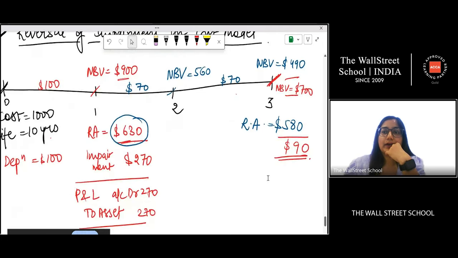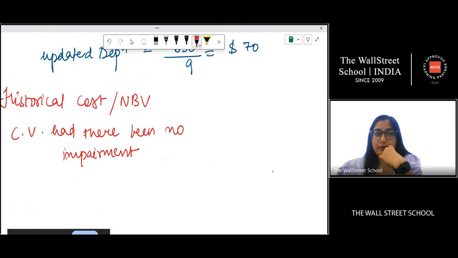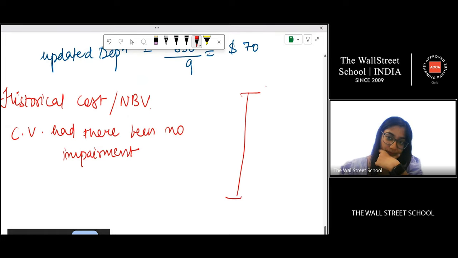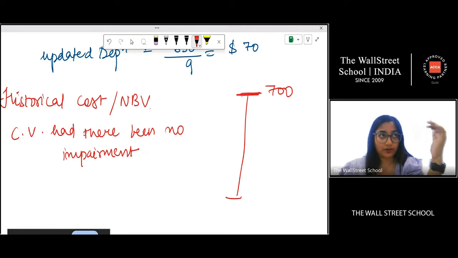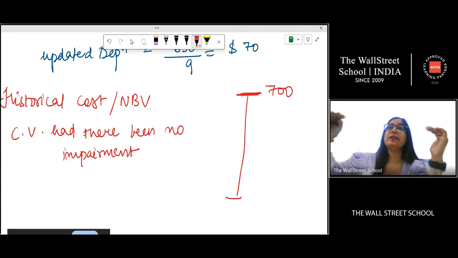Right. Now, what do we have in here? Historical cost or the NBV is how much? 700. Up till this extent, we can actually reverse the impairment. If there is any impairment beyond that, we cannot charge it.